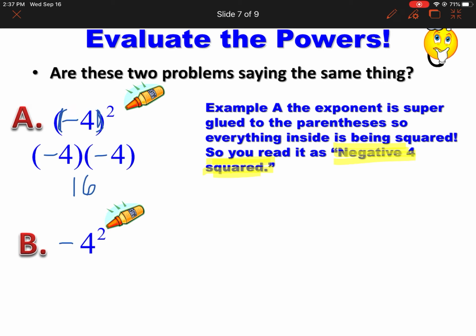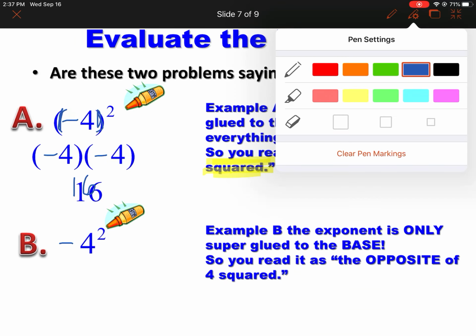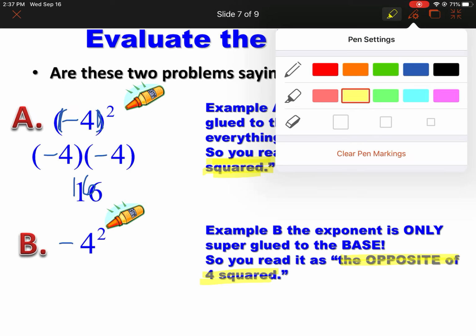Now, this next example, there are no parentheses. And so the 2 is only super glued to the base. And since it's only super glued to the base, it isn't really saying negative. We have to use this word opposite. And so what it's really saying is the opposite of 4 to the 2nd power.